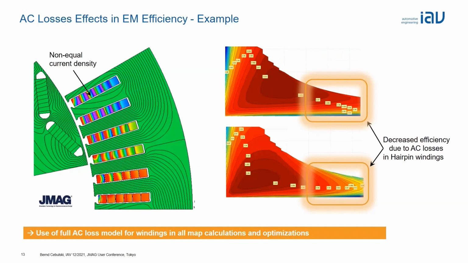So this is mainly a problem for sports cars, for very small motors running with high RPM, or some solutions where the car has to run 200 kilometers per hour, for instance, which is the normal case in Germany, by the way. The problem is that you have to use the full AC loss model for all map calculations, which is a very time-consuming calculation, and for optimization this is difficult.